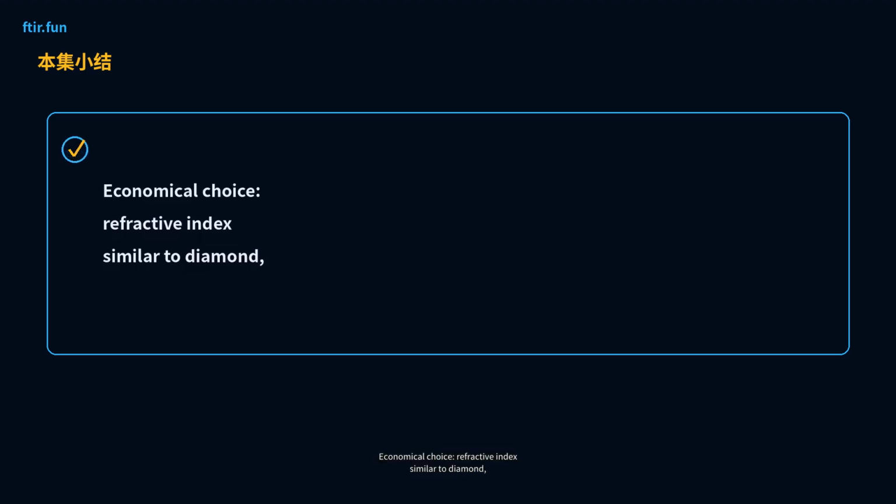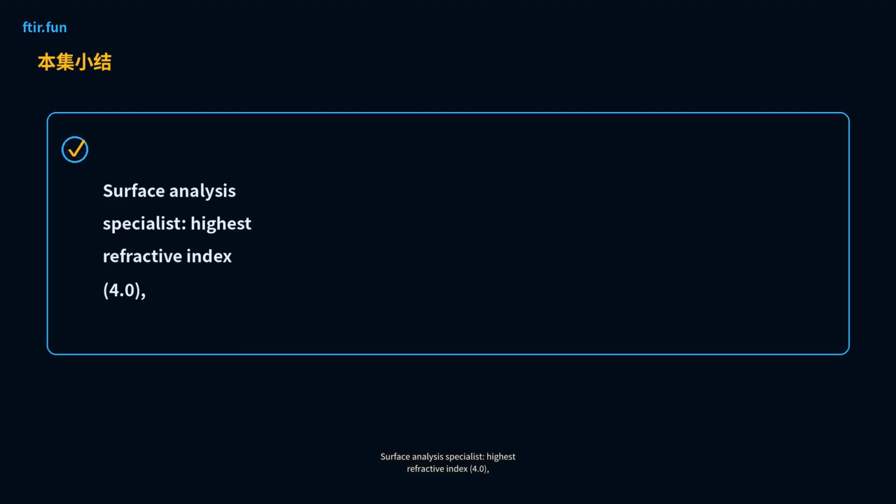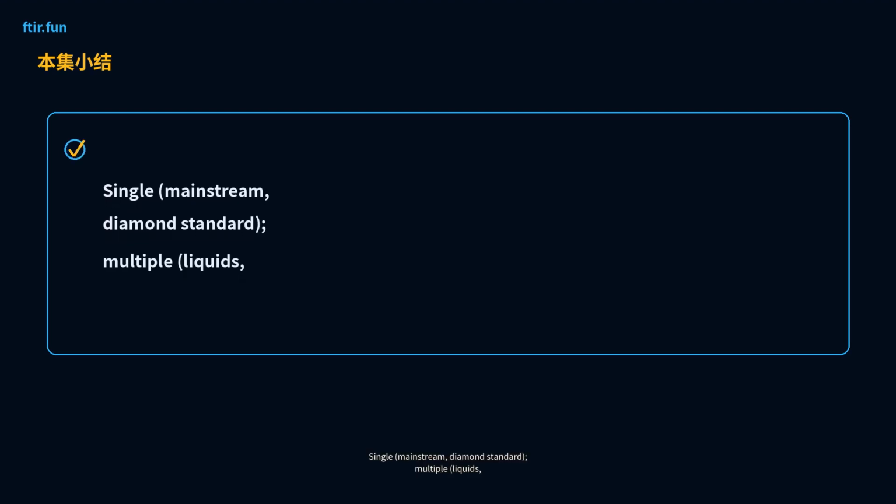Germanium: refractive index similar to diamond. Good but soft. Not resistant to acids and bases. Surface analysis specialist. Highest refractive index: 4.0. Shallowest penetration. Fahrenfort application. High hardness. Moderate refractive index. Single vs multiple reflection. Single: mainstream diamond standard.